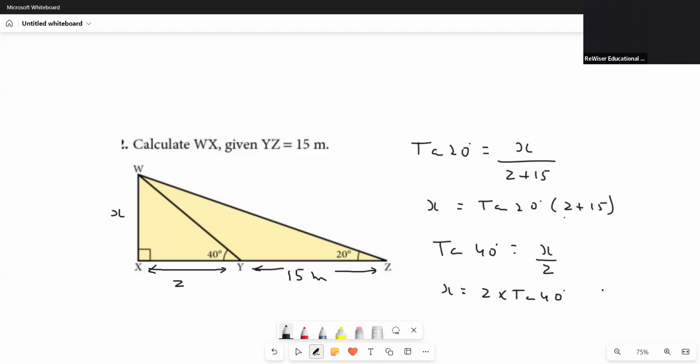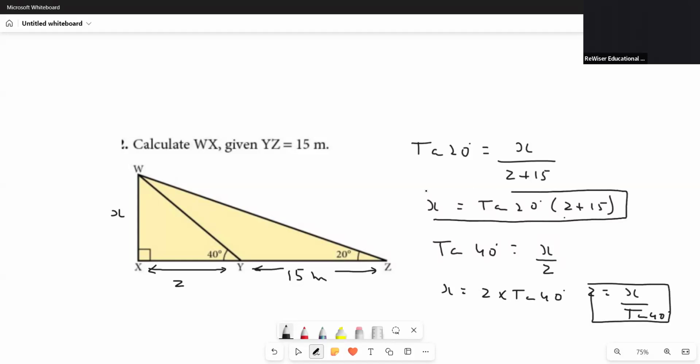So that means the value of z that I got is x over tan of 40 degrees. I can calculate this value and put it up over here to get the value of x. And that will give me the height of Wx. So this is one of the typical problems that's quite commonly asked in the paper and examination. So please all of you note this down. How can we solve these types of problems?